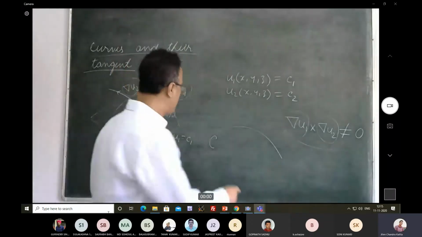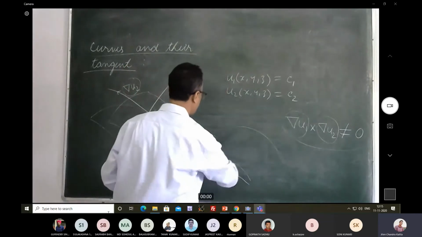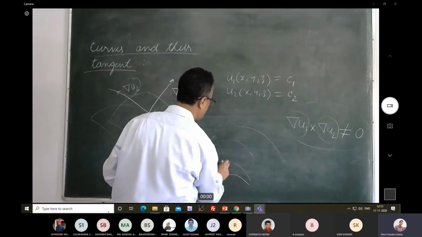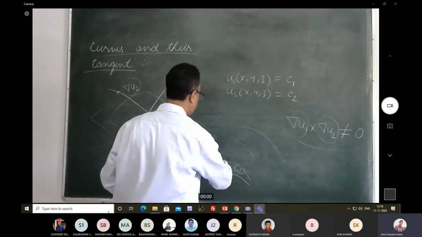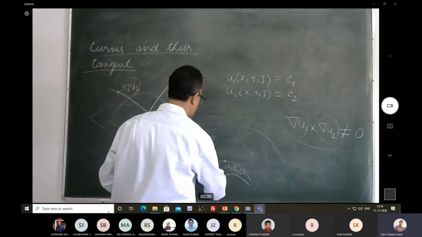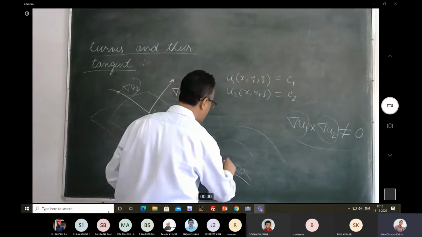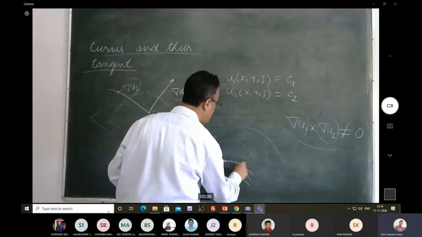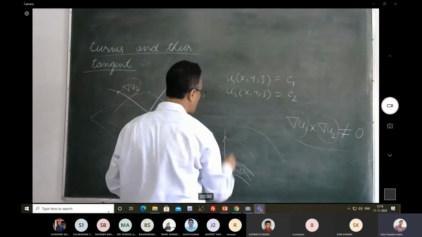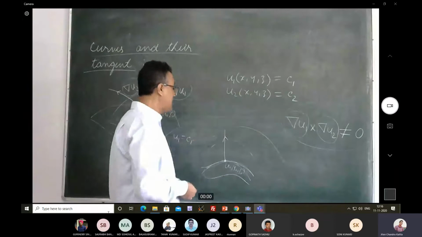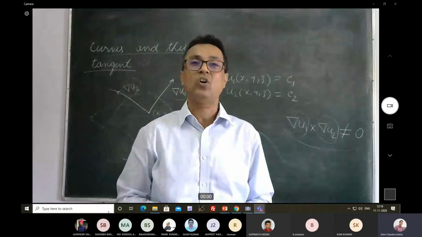Because if they are parallel, one surface may look like this, another surface like this, and suppose this is my point x0, y0, z0. What will happen? I may have a situation like this where they're both going to be parallel to each other, and then what is going to happen? In order to define a tangent, I am not going to get any direction at all, right?